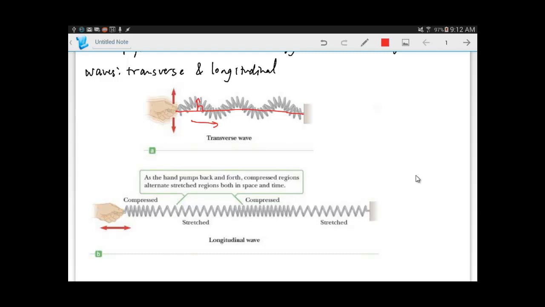On the other hand, with a longitudinal wave, again, you have the natural position of the spring, but in this case, when you stretch or compress it, you have disturbances that are being carried along, but now they're in the same direction. So the motion is horizontal, but the disturbances are also horizontal. So they're going in the same direction. With the transverse, the motion and the disturbances are perpendicular, whereas with the longitudinal, they're parallel.